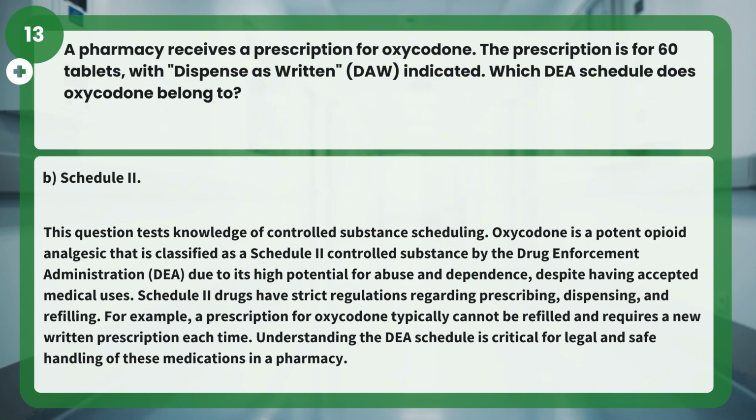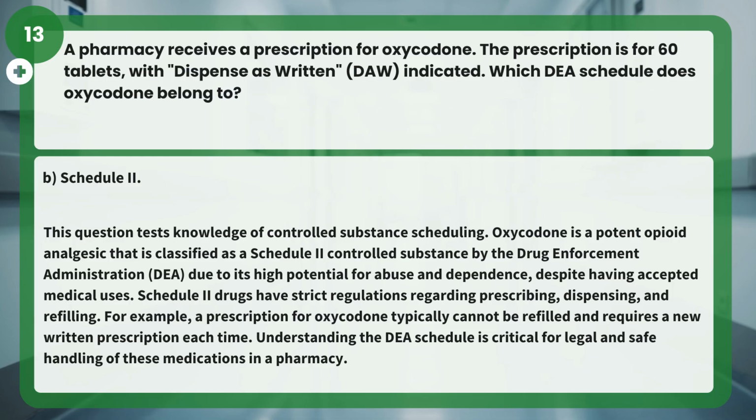Answer, B. Schedule 2. This question tests knowledge of controlled substance scheduling. Oxycodone is a potent opioid analgesic that is classified as a Schedule II controlled substance by the Drug Enforcement Administration, DEA, due to its high potential for abuse and dependence, despite having accepted medical uses.